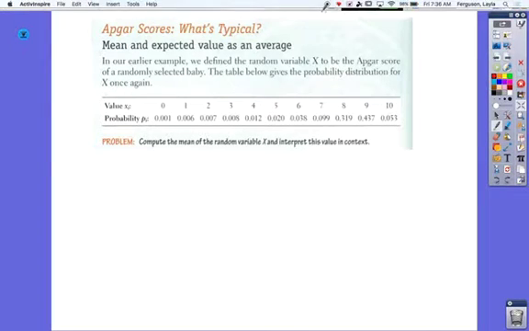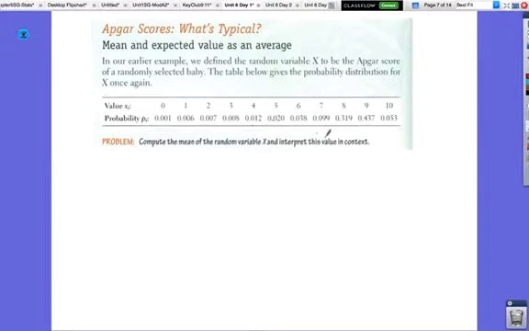So again, we're looking at the APGAR scores that we talked about earlier. So we define the random variable X to be the APGAR score of a randomly selected baby. The table below gives a probability distribution for X once again. And so it asks us to calculate the mean of the random variable X and interpret this value in the context.